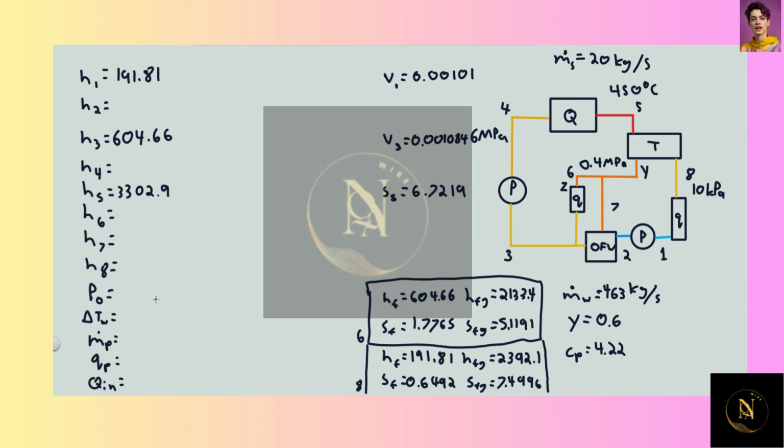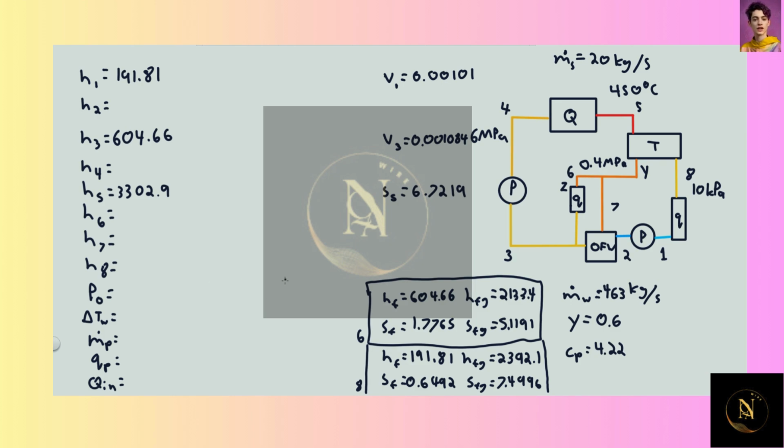Okay, what we're looking for here is the power output of the turbine, the temperature change in the water going through the condenser, the rate of mass flow through the process heater, the heat being supplied to the process heater, and then the heat being supplied in the boiler.